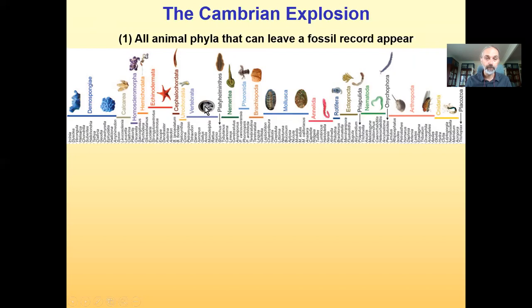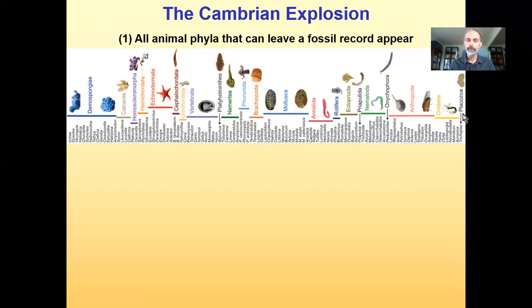We see here a vertebrate, another worm, Platyhelminthes, brachiopods, mollusks, different types of worms, rotifers, and arthropods, and here are Placozoans.